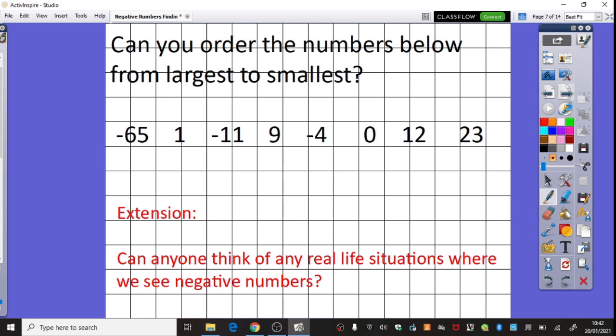So a quick little warm up for us then. Can you order the numbers below from largest to smallest? I'll give you a chance, if you pause the video now, have a go at that for me.